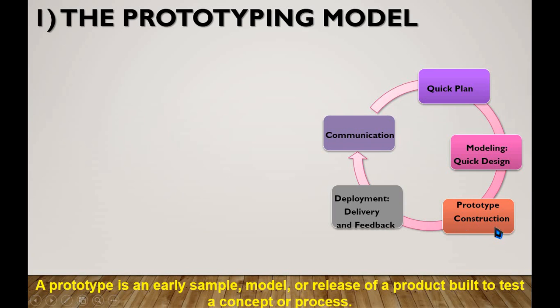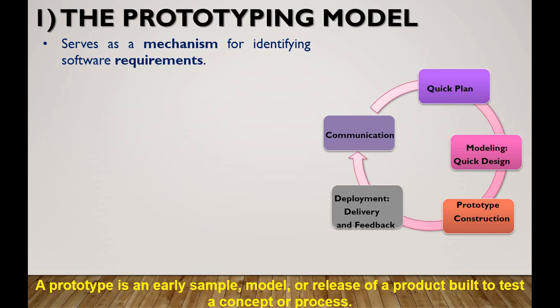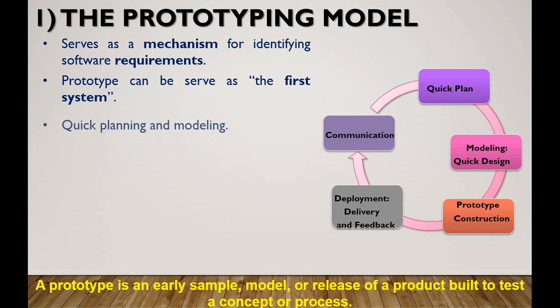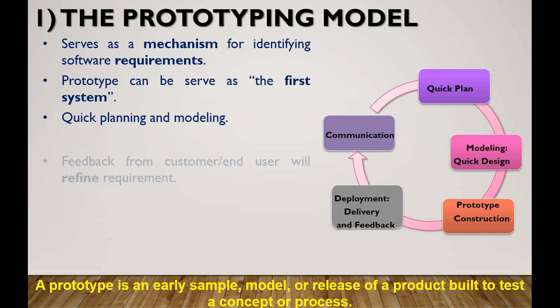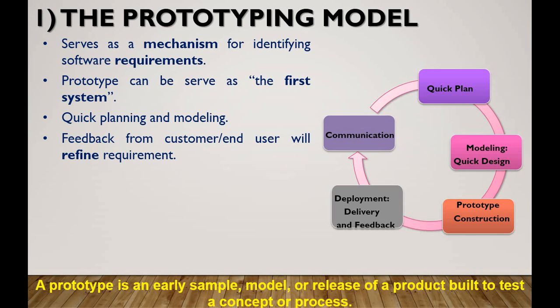Means here it is not only construction, here the prototype construction is there, and we have seen what the meaning of prototype is. So that serves as a mechanism for identifying software requirements. A prototype can serve as the first system. Quick planning and modeling are required for the prototyping model. Feedback from the customer or end user will refine requirements.